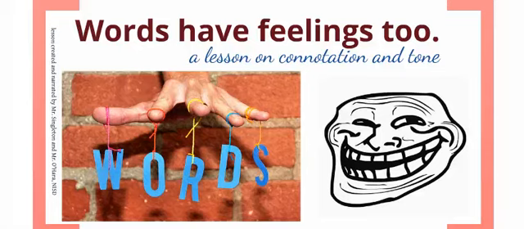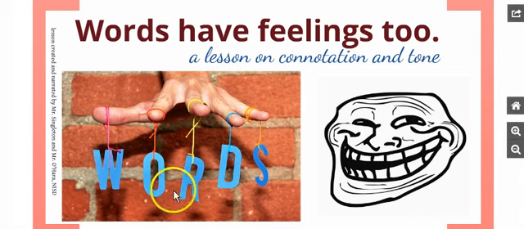Alright, today you're going to be looking at a lesson on two very important terms for both reading and writing, and those two terms are connotation and tone. Today's lesson is about how words actually have feelings too, and they have feelings attached and associated with them, and those feelings attached to those certain words create something called tone that you can identify when you read different texts, or that you can create when you're writing your own story.